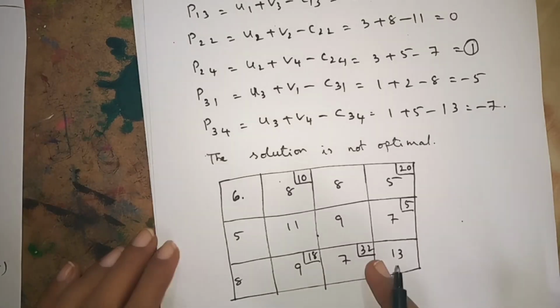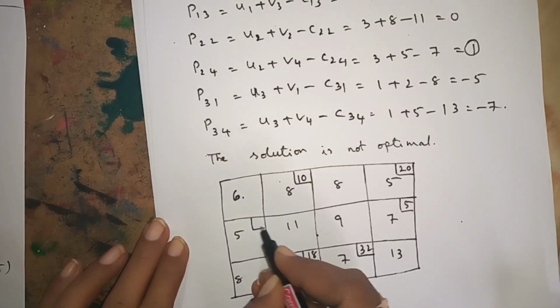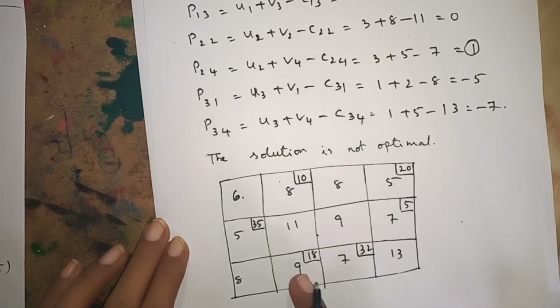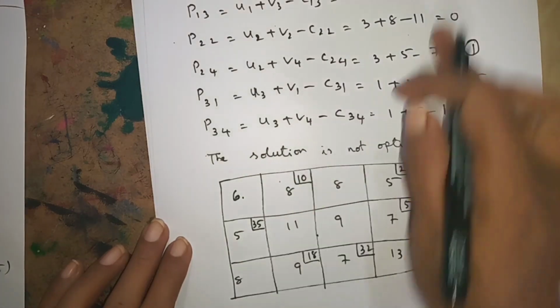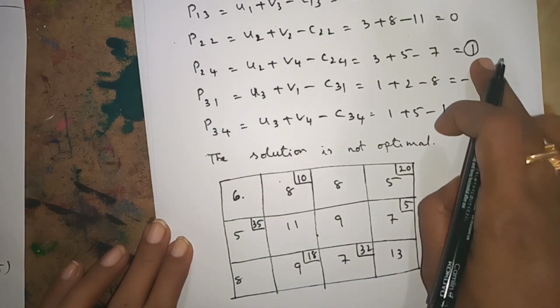Here 5 and 32. The other one is the last one, 35. I did not touch this one. I will write it as it is. 1, 2, 3, 4, 5, 6. Now like this I formed a closed loop. Here the solution is not optimal because we have got one positive value.